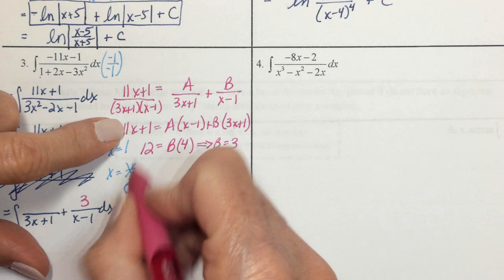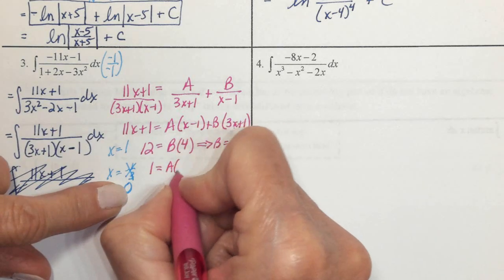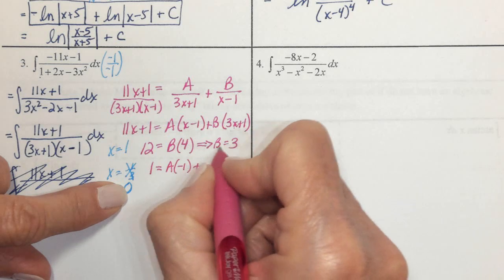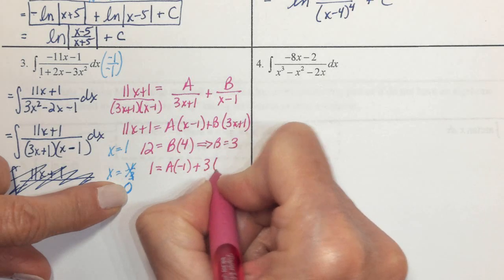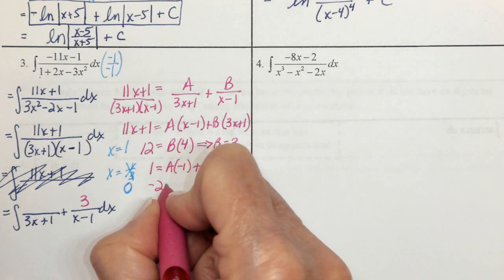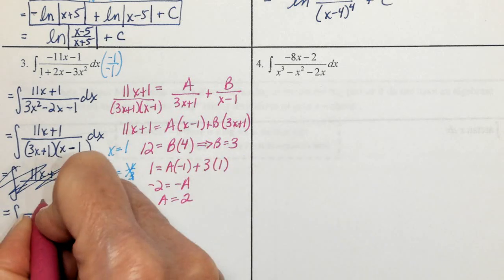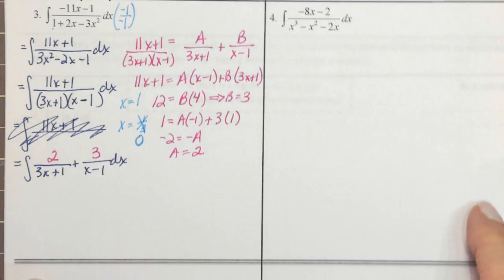So when I put 0 in for x, I'm going to get 1 on the left, and that's going to equal a times -1 plus b, which is 3, times 1. So I have -2 is equal to -a, which means that a is 2. So a is 2 there.